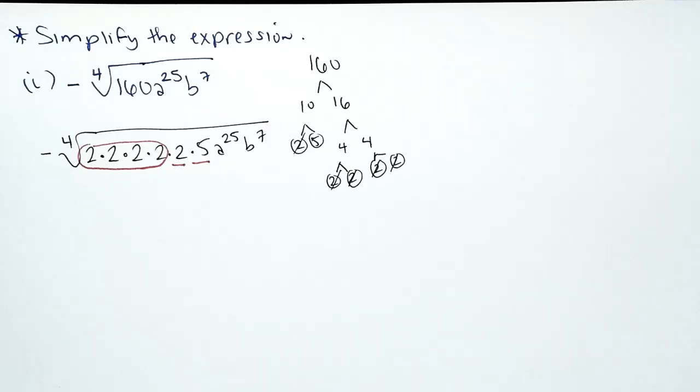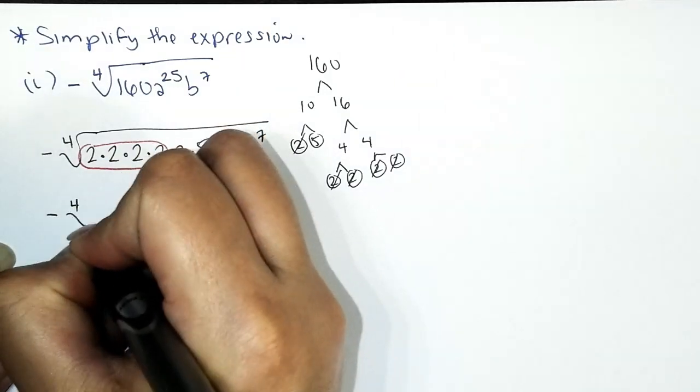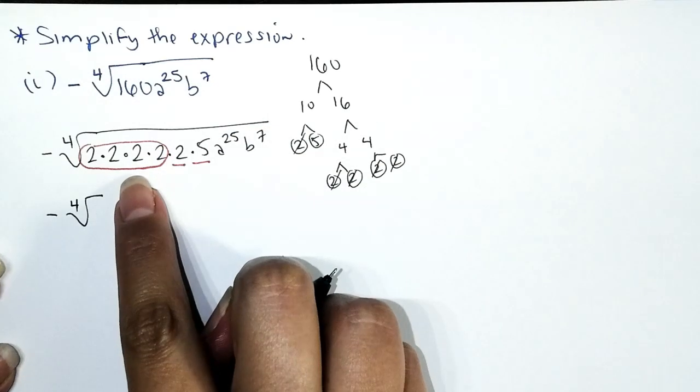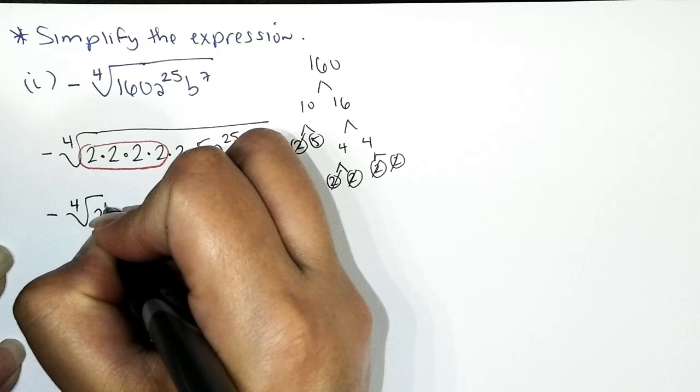Okay, so if you're in a group, you get your own cabana, you get your own radical, and these single people, they need to start talking. So we'll put them together in another radical. So that will give us negative 4th root of, now let's go ahead and use exponents for repeated factors. Okay, so that will give us 2 to the 4th power.